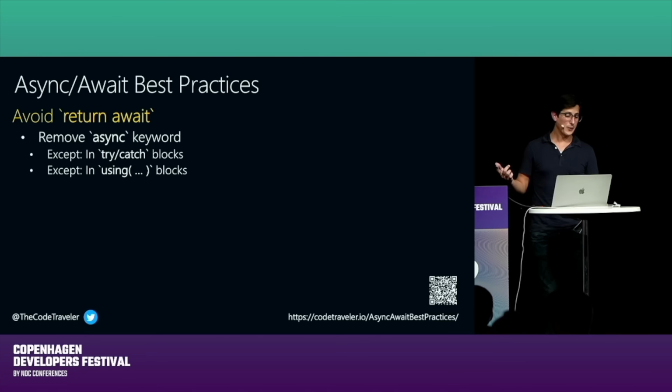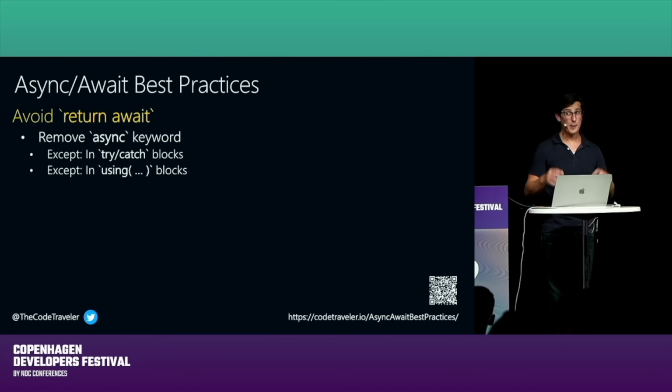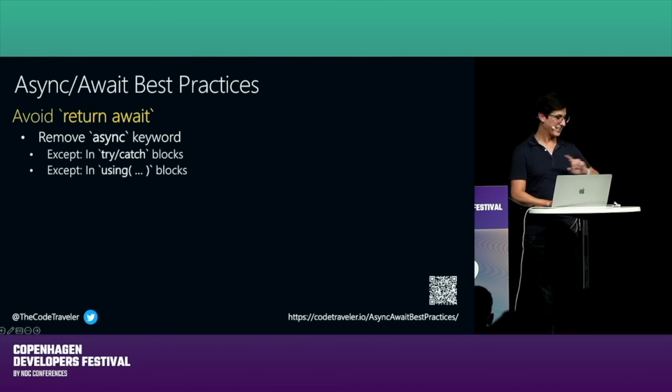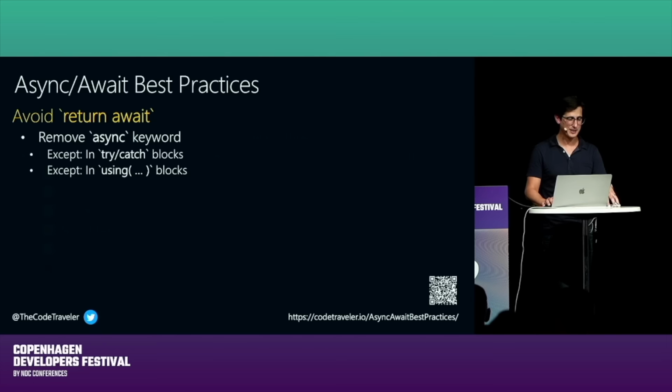Avoid return await. So like we saw earlier, if the only place in our method where we use the await keyword is in the return statement, we could just return the task. Except if you're in a try-catch block or if you're in a using block. Again, this is totally from experience. I returned out of a using block once, and all of a sudden I'm getting object disposed errors because what I was trying to do in the background, that object got disposed. So learn from my pain, learn from my examples. If you're using a try-catch block, if you're inside of a using block, keep the return await.